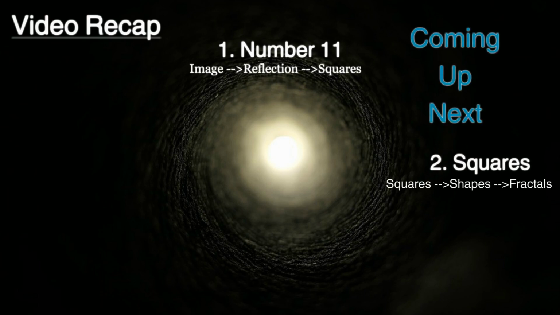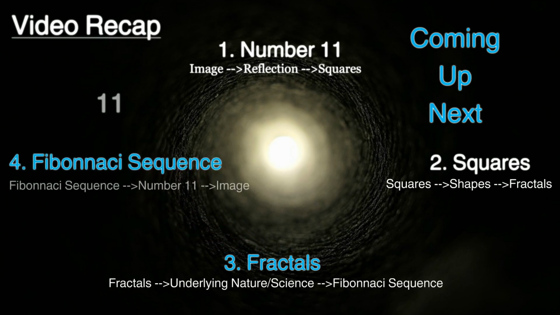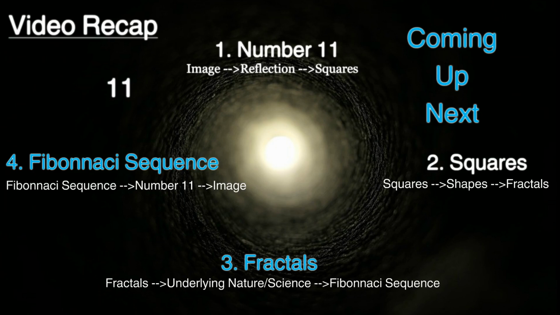And coming up next in the video, we will see how the square shape is uniquely tied to fractals in a few short videos, because fractals are found throughout nature. And lastly, we will explore a specific fractal, the Fibonacci sequence, because it is there that we will tie back the idea of the number 11 with its connection to people being created in the image of God. So, what is a fractal?